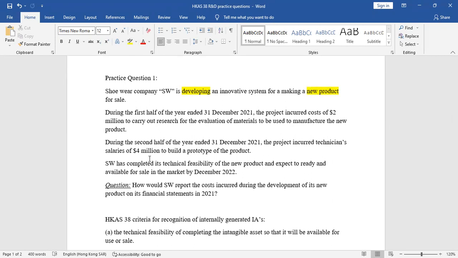During the first half of the year ended 31st December 2021, the project incurred cost of $2 million to carry out research for the evaluation of materials to be used to manufacture the product, right? So they have used a very, very important keyword here, research, right?